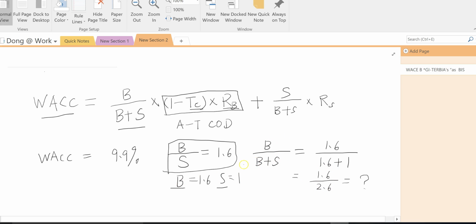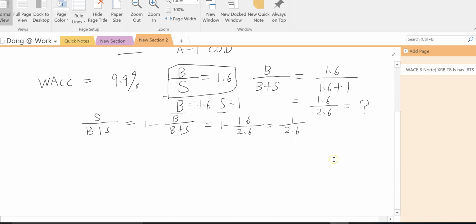So if I know B over B plus S, then I can work out S over B plus S very easily. This is simply 1 minus B over B plus S. So this is 1 minus 1.6 over 2.6, which gives me 1 over 2.6. And for the same reason, I don't go any further. I just write down the final answer like this, because eventually we have to plug the number into the equation.